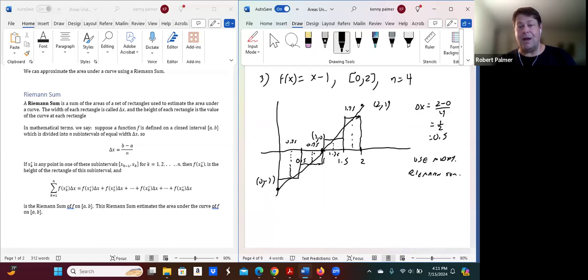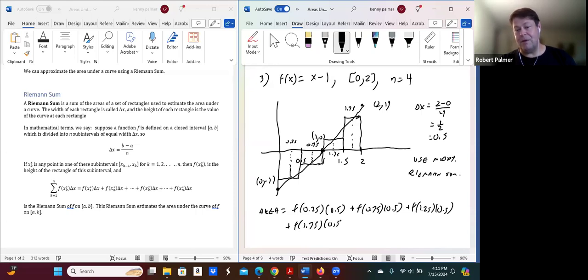And we know the height. So basically, our area, once again, this is our estimated area under the curve, the Riemann sum, is going to be f of 0.25 times 0.5 plus f for the second rectangle, f of 0.75, and that's the midpoint, times 0.5, plus f of 1.25 times 0.5, and then we'll finish it here, plus f of 1.75, the midpoint of the fourth rectangle, times 0.5.